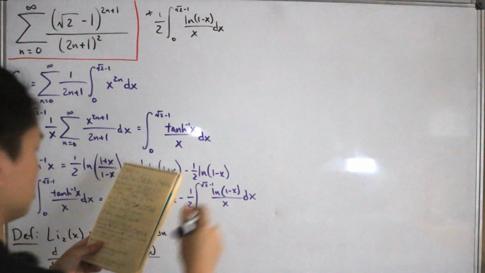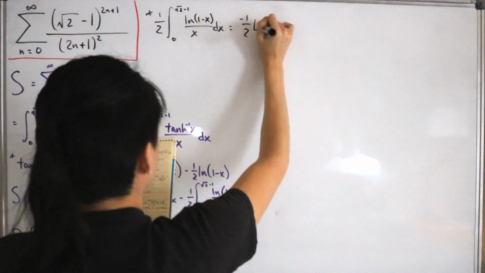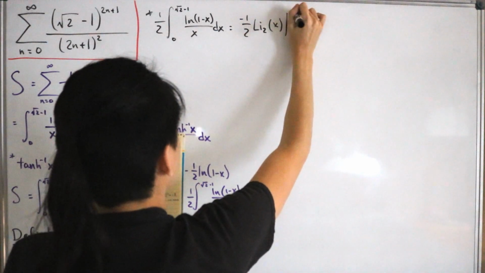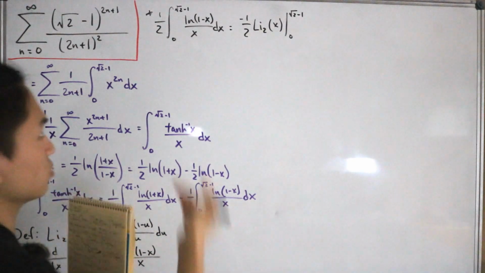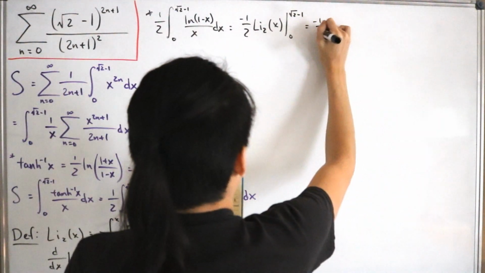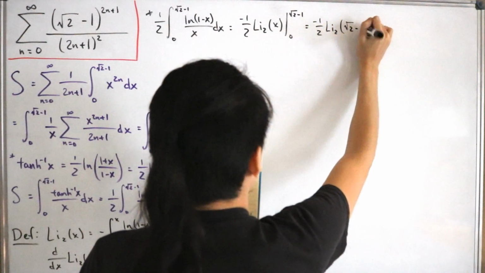In other words, that's the same thing as saying negative 1/2 of the dilogarithm at x, and then we just evaluate it from our bounds, 0 to the square root of 2 minus 1. We know that the dilogarithm of 0 is just equal to 0, so that's nice, and that'll leave us with negative 1/2 the dilogarithm at the square root of 2 minus 1.